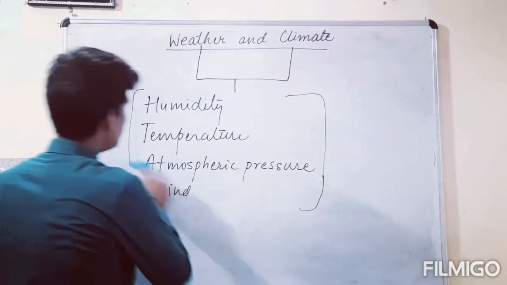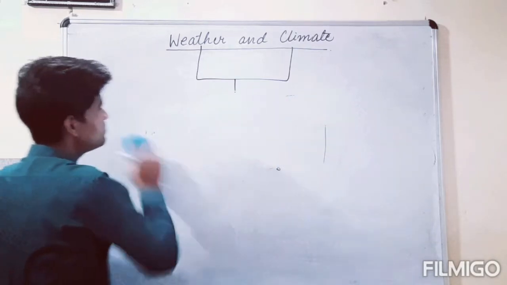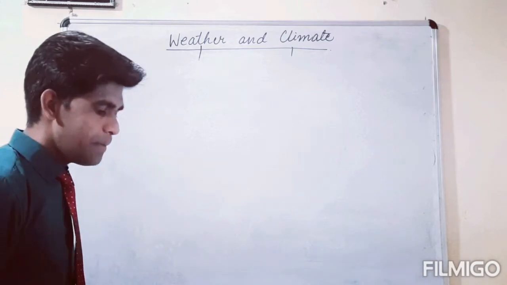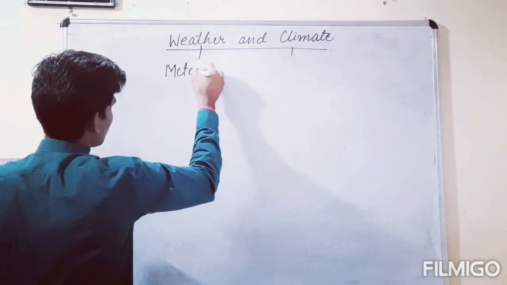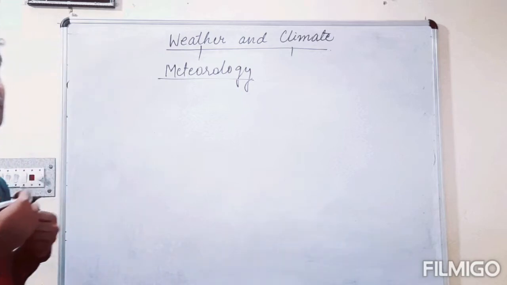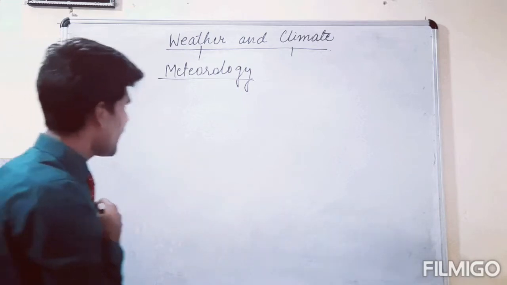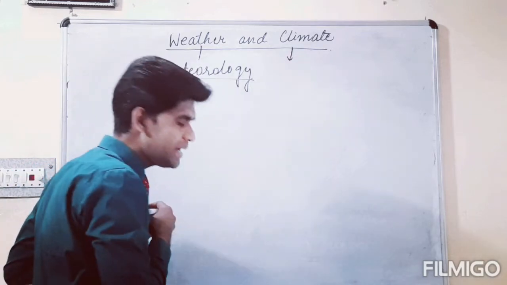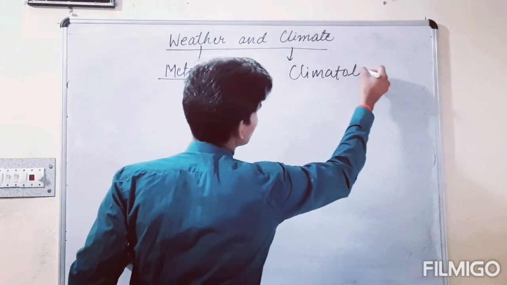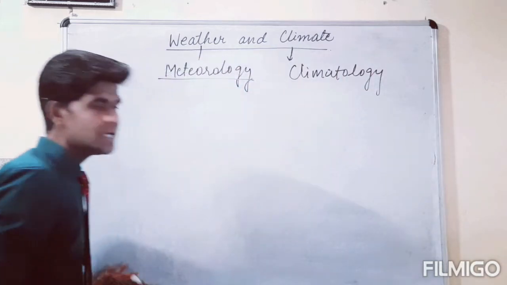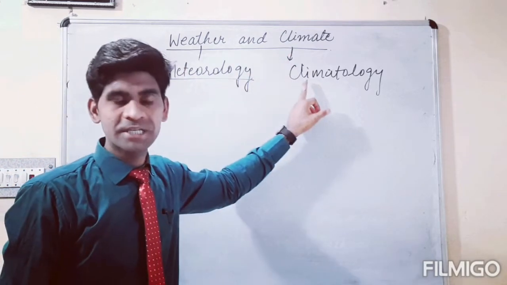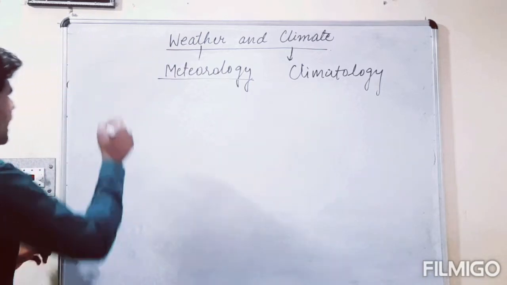So let us recall the elements of weather. And one more thing: the study of weather conditions of a particular area is meteorology. Meteorology is the study of weather conditions of a particular region, and the study of climate is climatology. Our meteorological department provides both these studies: meteorology to study the weather, and climatology to study the climate. Now, what are the elements of weather?